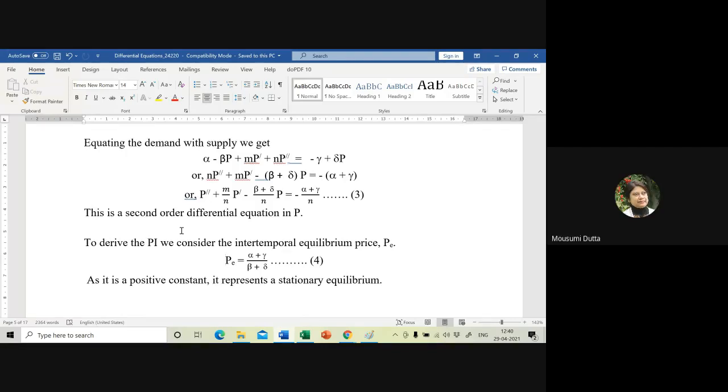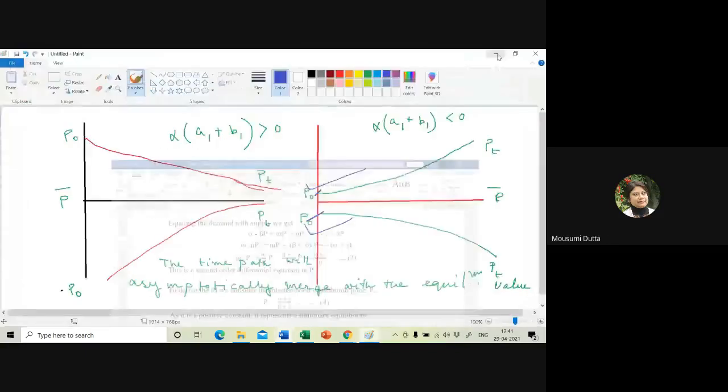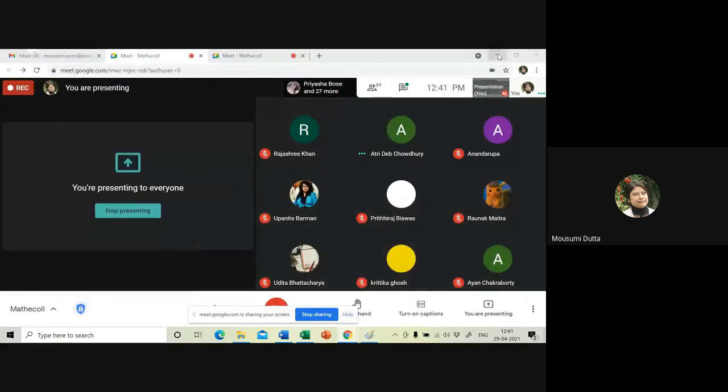Okay. So once we get the second order differential equation, the next step will be to find the PI and the complementary function. The easiest task is to find the PI. To derive the PI, the particular integral or particular solution, we consider the intertemporal equilibrium price PE. Now for the equilibrium price, what are the values of P double prime and P prime? 0. Everybody? Yes, ma'am.